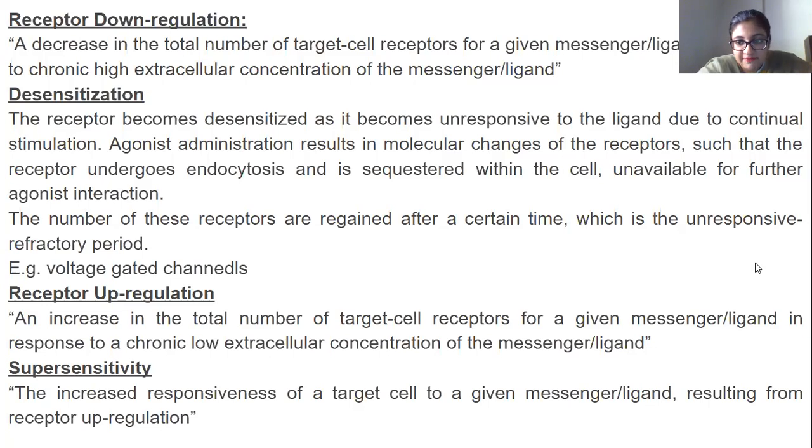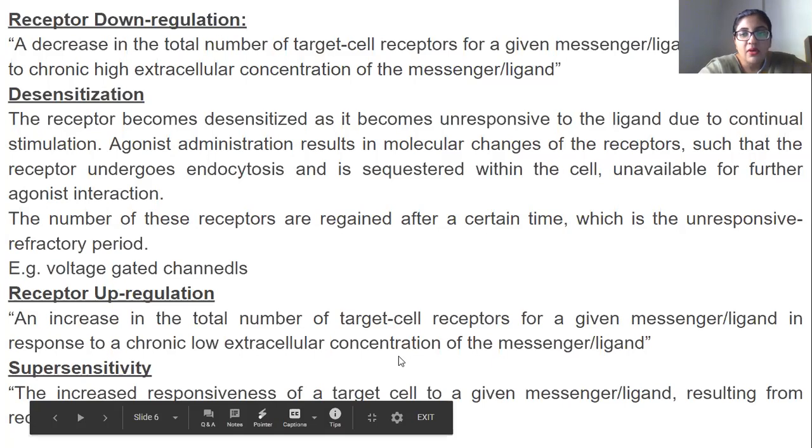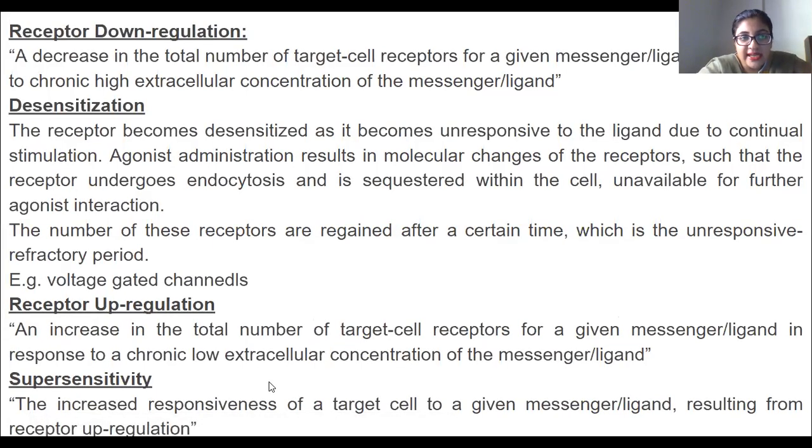For example, the very first thing is receptor down regulation. When you hear the word down regulation, it already comes to your mind that there is something diminishing, decreasing. So, a decrease in the total number of target cell receptors for a given messenger or ligand in response to chronic high extracellular concentration of the messenger. What do I mean by that? Over here, a chronic high concentration of the messenger was there, due to which the receptors got decreased. Because of the excess amount of the messengers or ligands, the receptors got decreased.